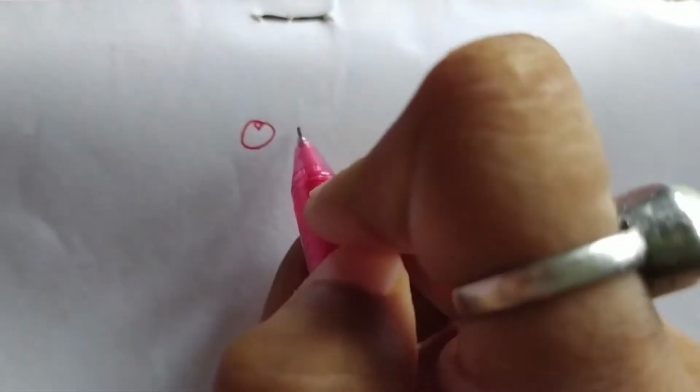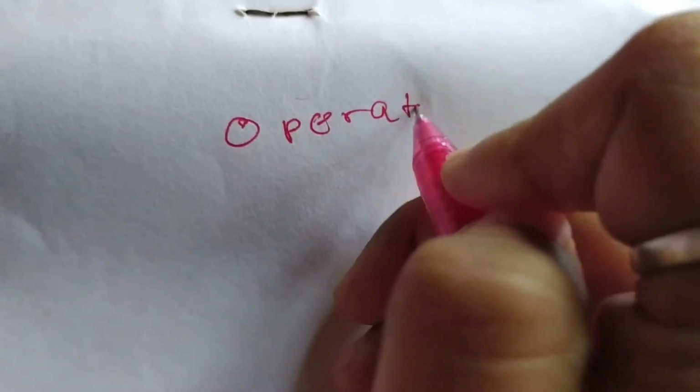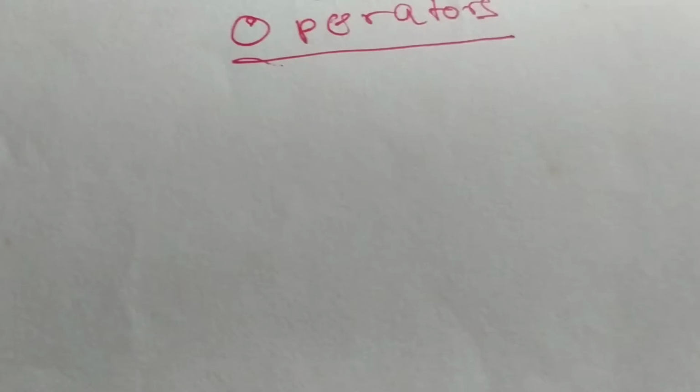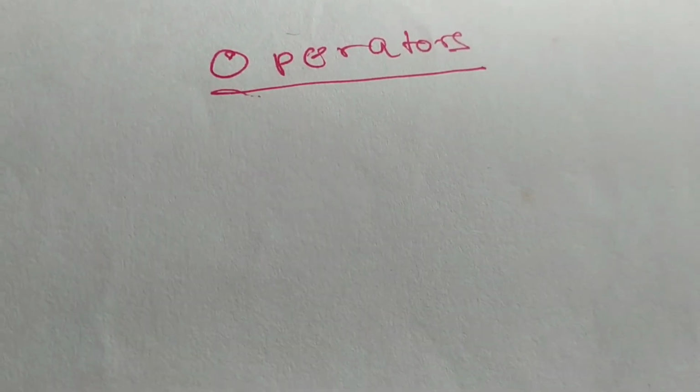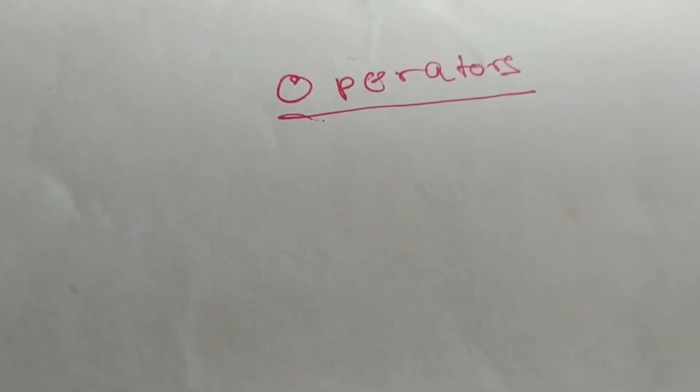In the previous video, I discussed the various data types, and in this video, I will talk about some operators which are useful to do calculations using C language. Okay, so I am giving the heading operators. There are many types of operators which I will discuss gradually, but in this video I will talk only about those operators that are used to do calculations using C language.